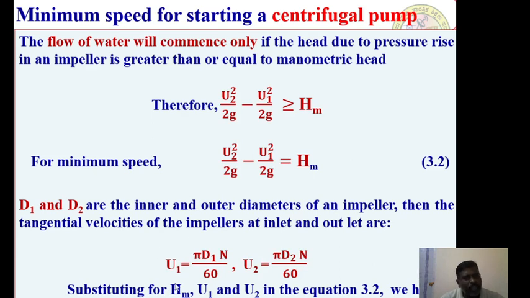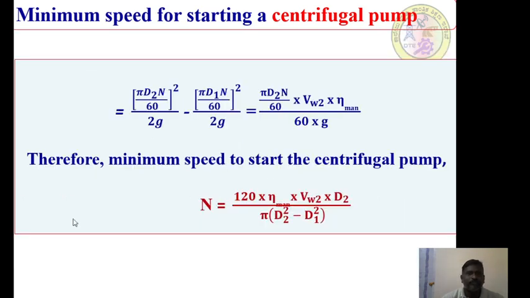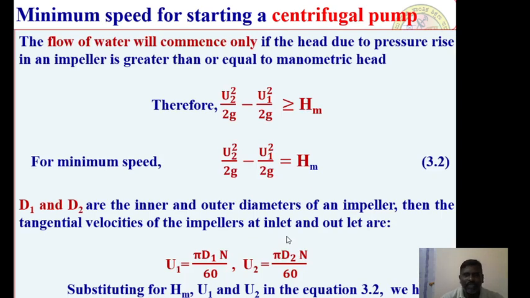With this expression, I can write U1 is equal to pi D1 N by 60, and U2 is equal to pi D2 N by 60. Substituting for the manometric head, U1 and U2 in the above equation, we have (pi D2 N by 60) whole square divided by 2g minus (pi D1 N by 60) whole square divided by 2g, equal to pi D2 N by 60 into Vw2 into eta manometric.